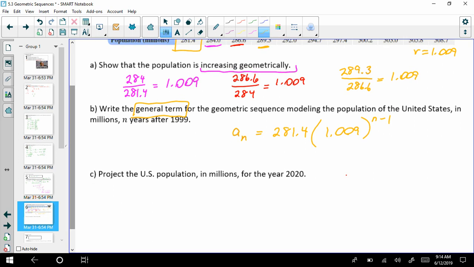Now part C, they're going to ask me to use it. Project the U.S. population in millions for the year 2020. Now here's a mistake I will see people do, and I don't want you to write this down.